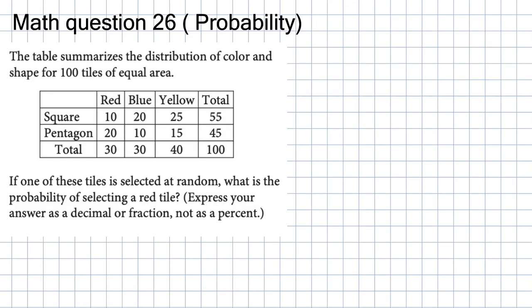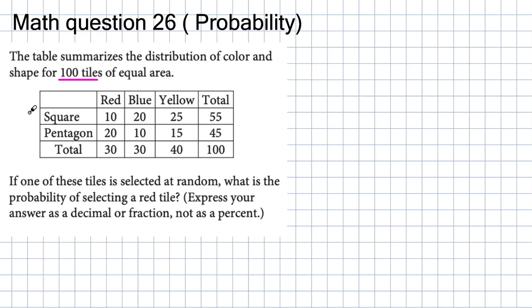Question number 26 is from probability. The table summarizes the distribution of color and shape for 100 tiles of equal area. That means total tiles are 100. Okay, it's a two-way table. Let's understand how to read the data from this table.